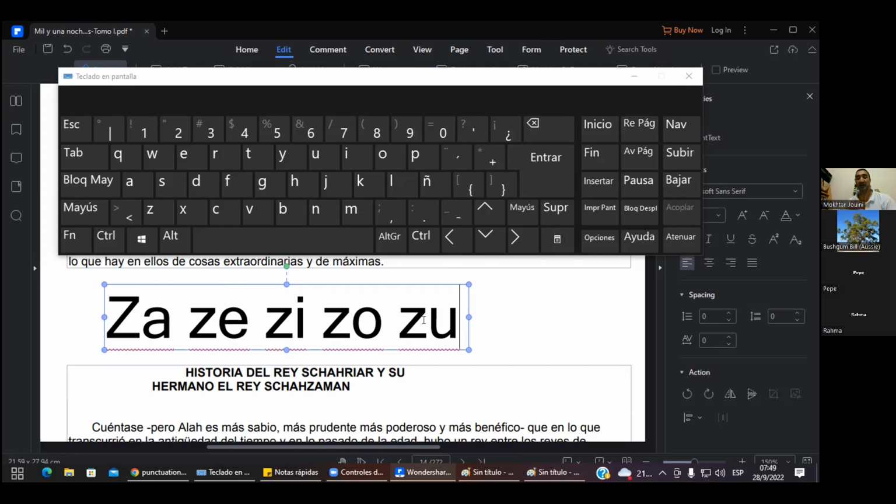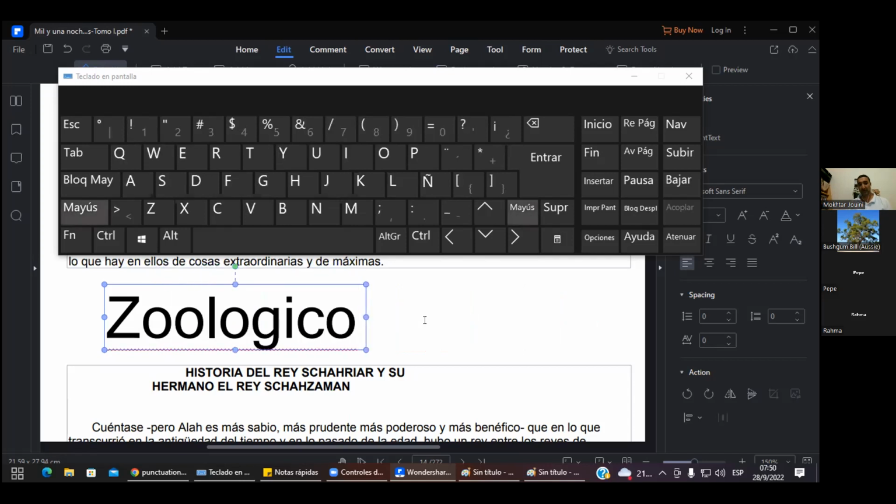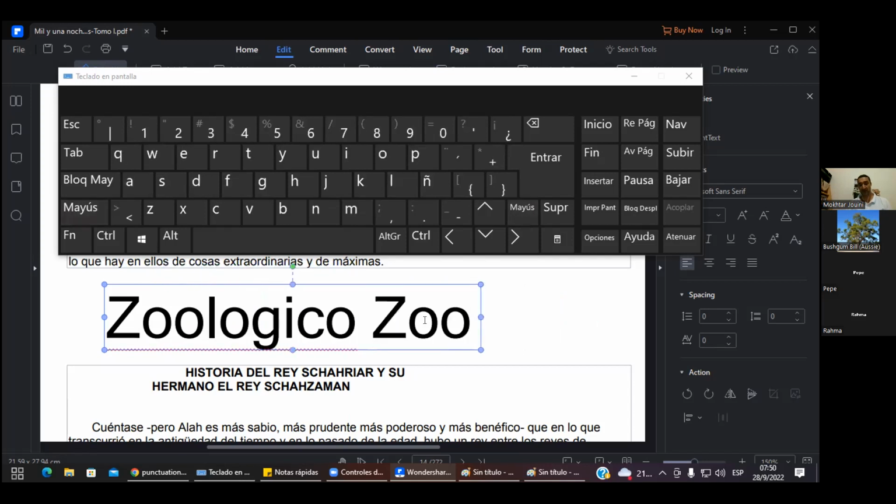In words, when you use it in words like zapato, do you say zapato or sapato? Zapato, like in zoológico. Zoológico, like in zoo. It's the zoological garden. Zoological, the zoo, yeah.